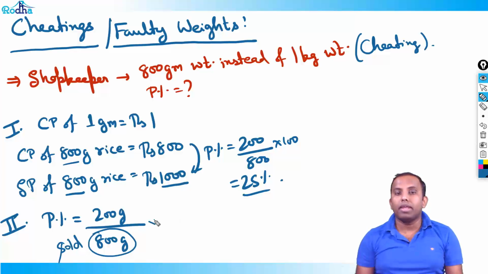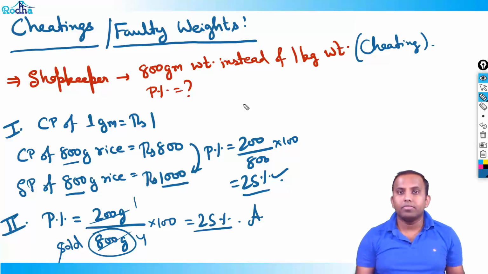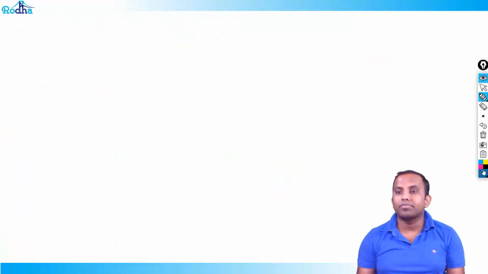So 200 gram by 800 gram is 1 by 4. What is 1 by 4? 1 by 4 is nothing but 25%. 25% is the answer, which we got here also. Same thing, right? This is the main funda of it. Now, see, one more case we'll discuss.